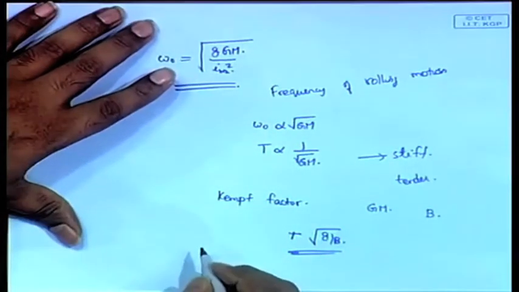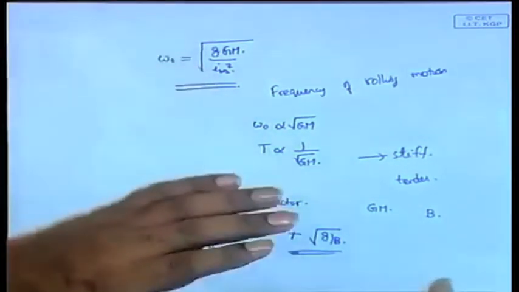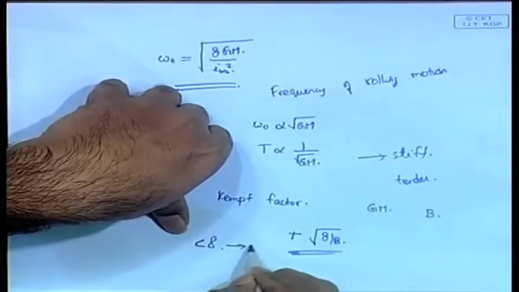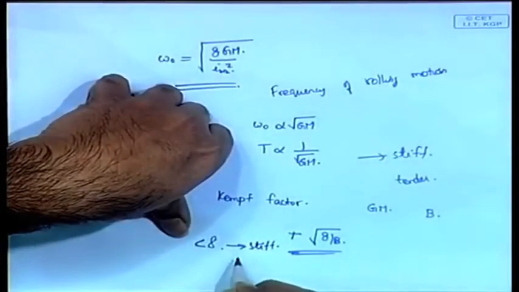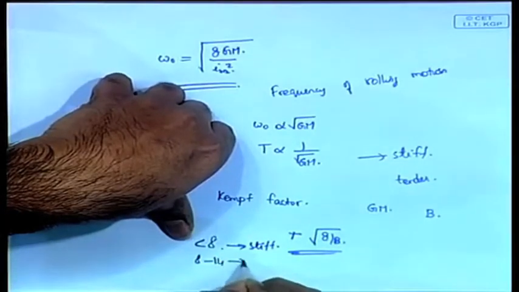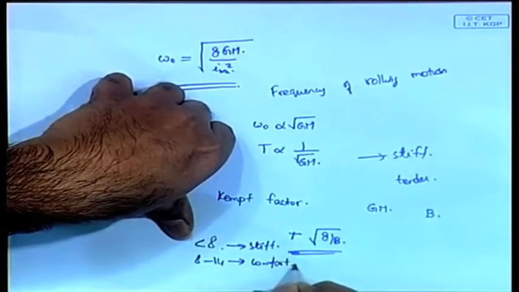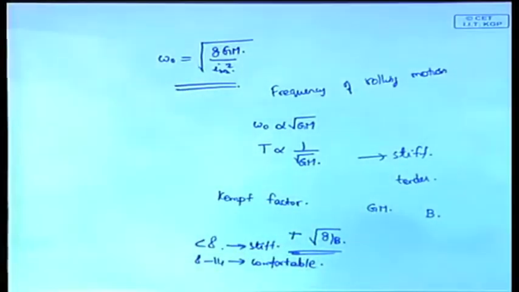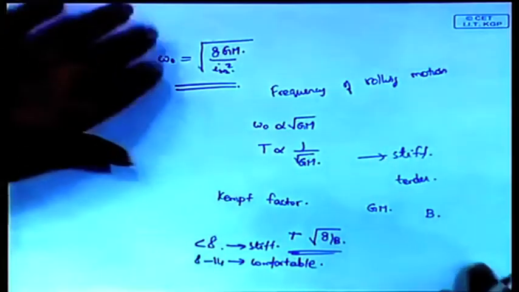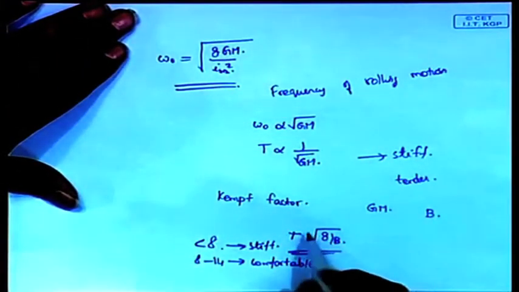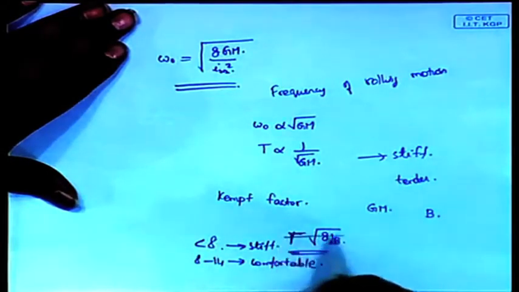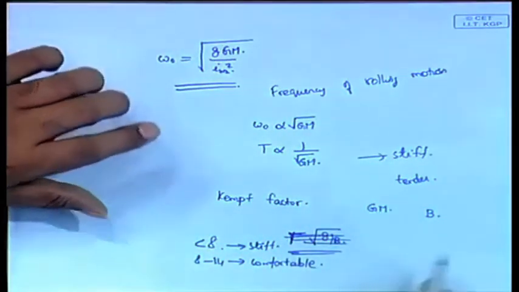Now when the Kempf factor is less than 8, then you say that the ship is stiff. If it is between 8 and 14, we say that it's comfortable. You can just know that there is a Kempf factor, because these things are probably not that important, but know that it is defined such that if it is less than 8, you have a stiff ship. This Kempf factor is used in designing a ship.